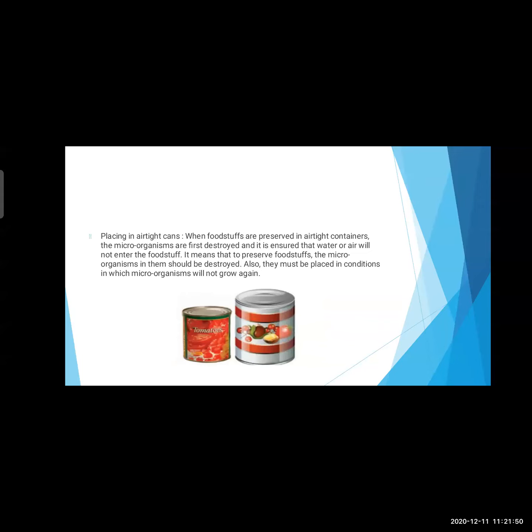When foodstuffs are preserved in an airtight container, the microorganisms are first destroyed, and it is ensured that water or air will not enter the foodstuff. That is an airtight container. Nowadays, some cans are coming from outside countries. If anybody's parents are abroad, they bring some chocolates or foods from the outside countries. It's preserved in an airtight container, where air does not go.